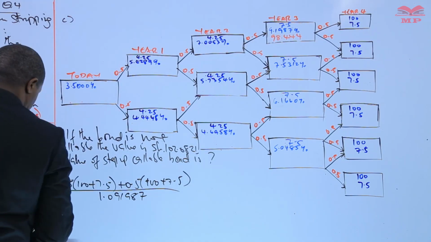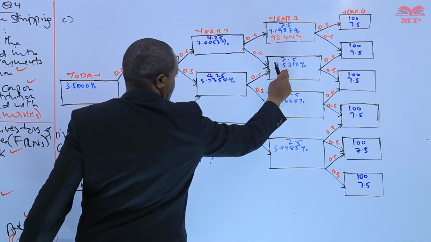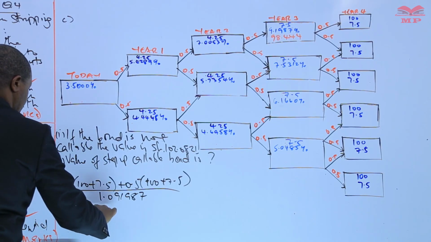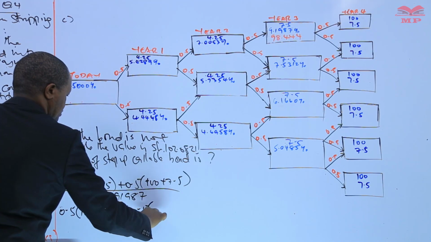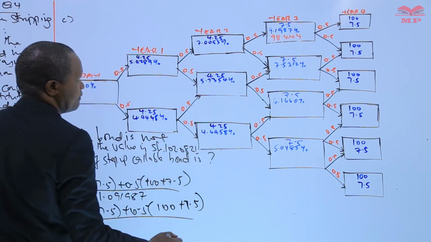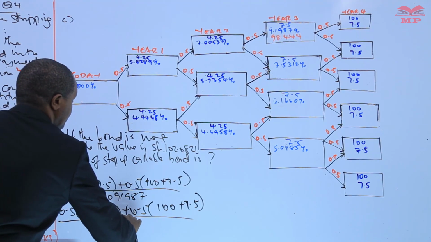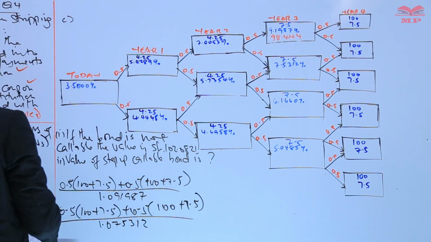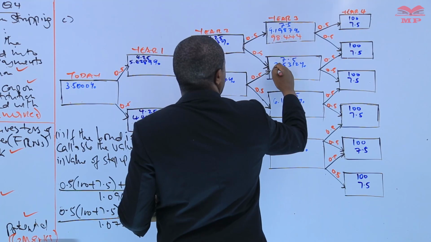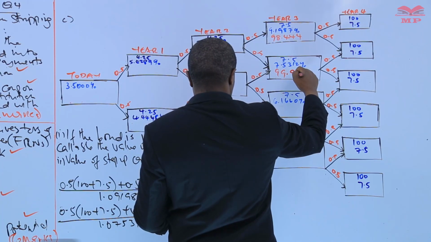Next, we have these two. We use this discounting rate to get the present value. 0.5 into 100 plus 7.5 plus 0.5 into 100 plus 7.5, divide by 1.075312. The answer is $99.9710.